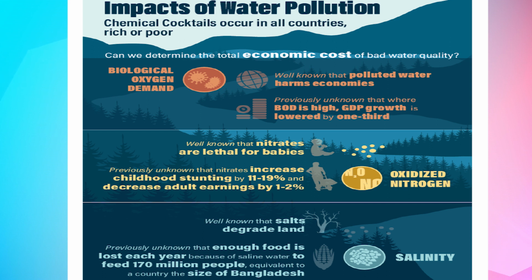Number three: it is well known that salts degrade land, that is salinity. Previously, it was unknown that enough food is lost each year because of saline water to feed 170 million people, equivalent to a country the size of Bangladesh. So, we can see the impact of water pollution via biological oxygen demand, oxidized nitrogen and salinity, and how it is depleting the food, the childhood, and the economy of the country.